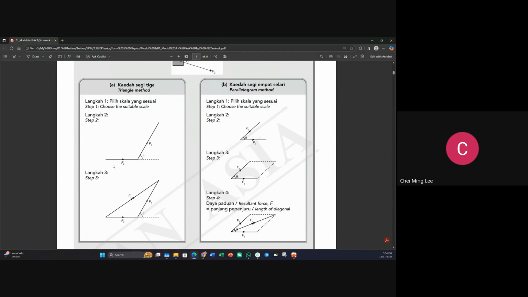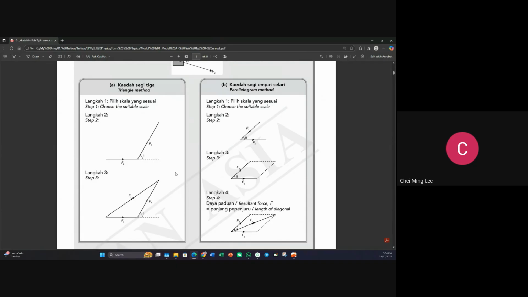Let's choose a suitable scale, like 1 cm equals 10 Newton, or 1 cm equals 1 Newton, accordingly. Then we draw the first force and the second force. The resultant will be the line connecting the points to form a triangle. So this is the resultant force.